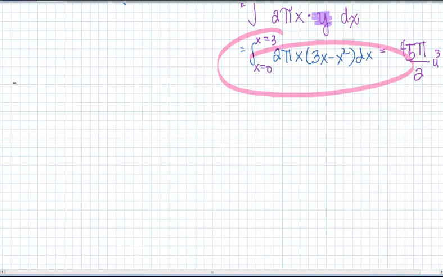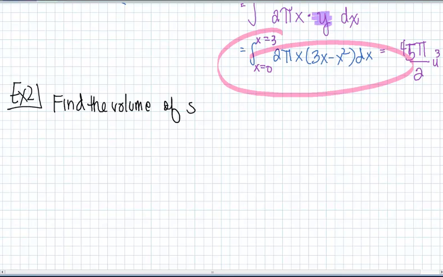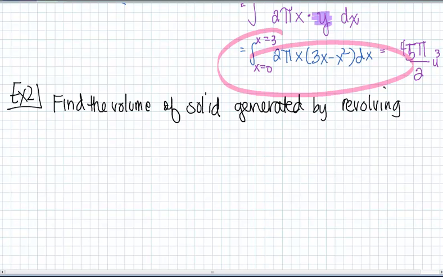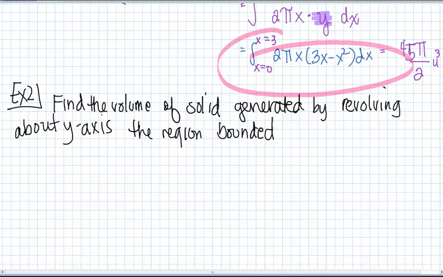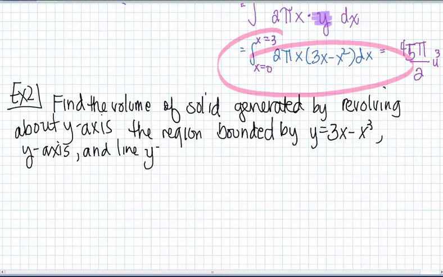All right, let's try one more example. I want us to find the volume of the solid generated by revolving about the y-axis the region bounded by y equals 3x minus x cubed, the y-axis, and the line y equals 2.